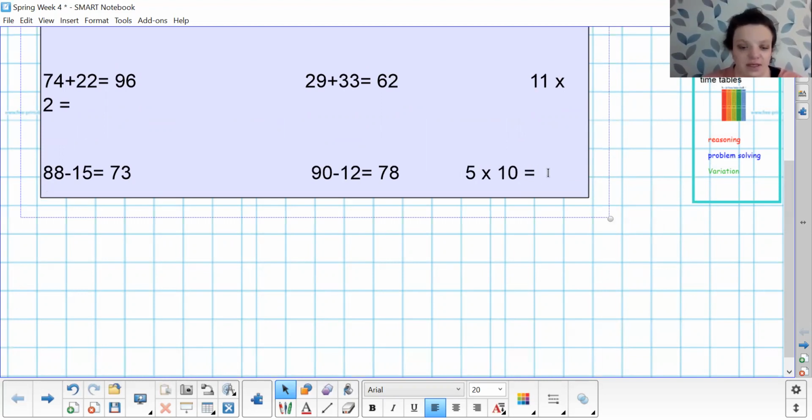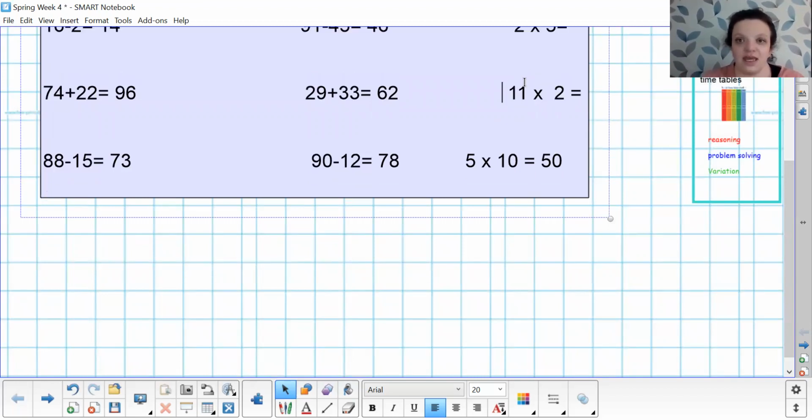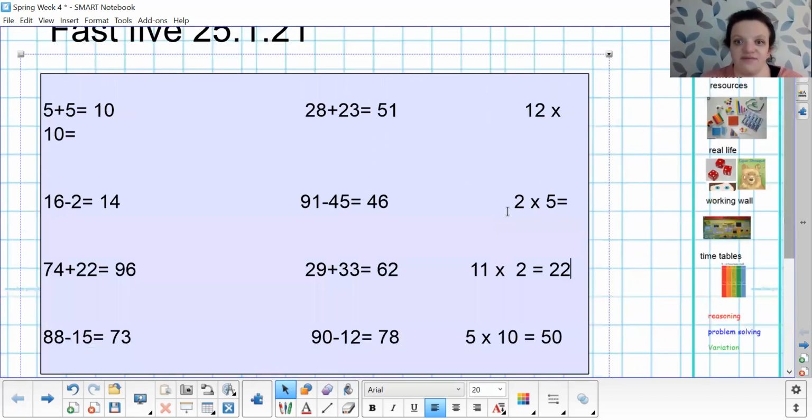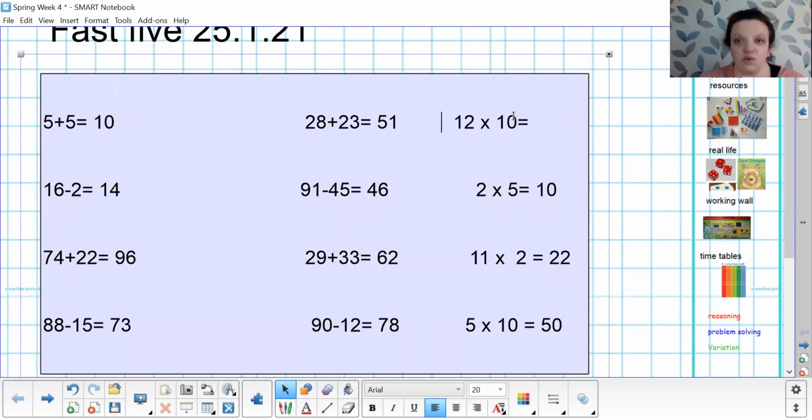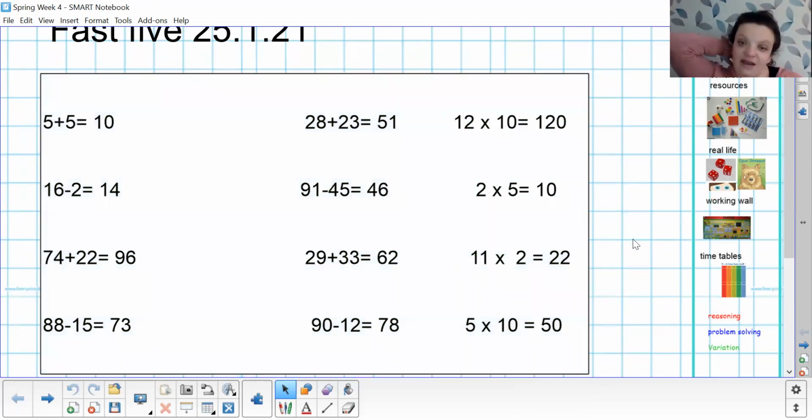5 times 10 is 50, 11 times 2 equals 22, 2 times 5 equals 10, and 12 times 10 equals 120. Okay, so well done. If you've got all of those right, give yourself a pat on the back, give yourself a round of applause. Well done. Absolutely fantastic.